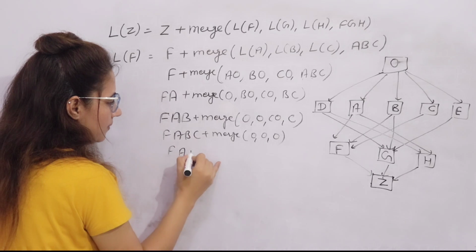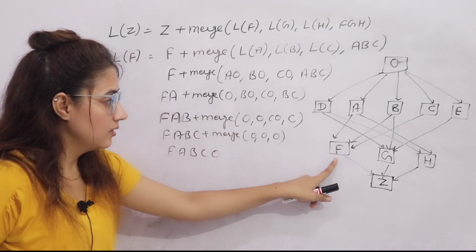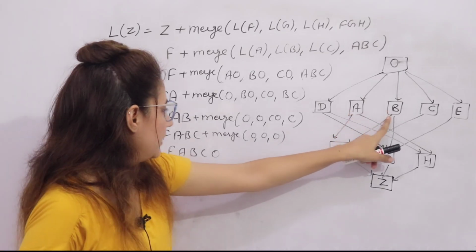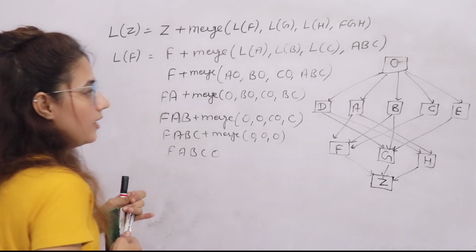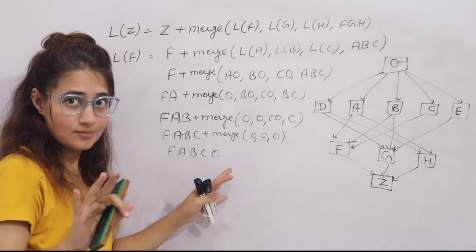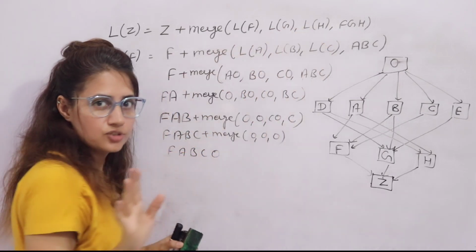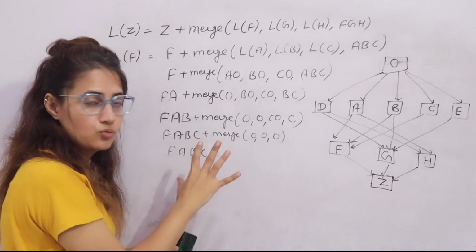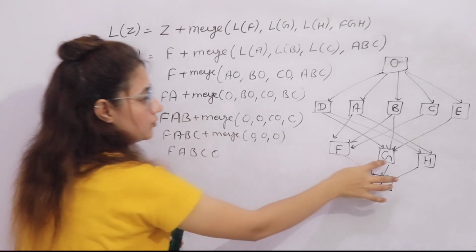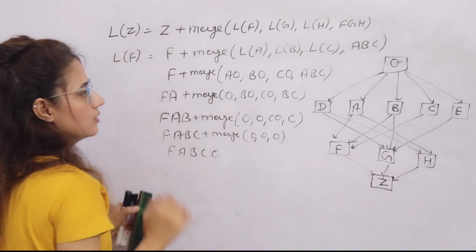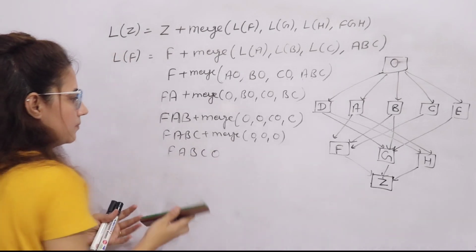So finally FABCO. This is the linearization of the F class. Right? Okay. Now if you got this, then you have to find out the linearization of G and H. It is up to you. Repeat the same steps for G and H. I'm directly writing down the linearization of G and H, because finally we will find out this Z. If you haven't got this, you can pause the video, you can rewind the video, you can watch this again.